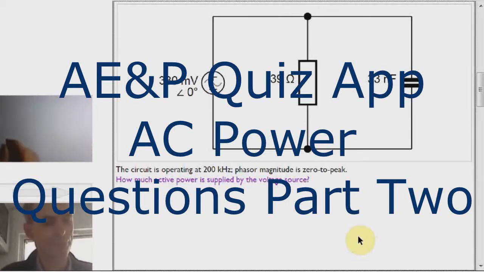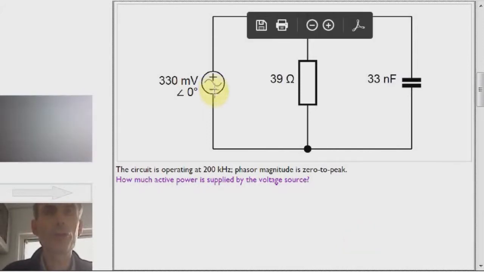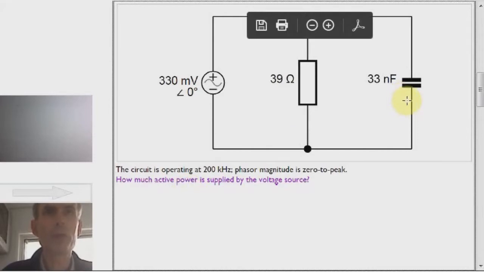Question number 3. This time we've got a 330 millivolt voltage source, a 39 ohm resistor and a 33 nanofarad capacitor. We're being asked how much active power is supplied. Well, no active power is supplied to the capacitor.